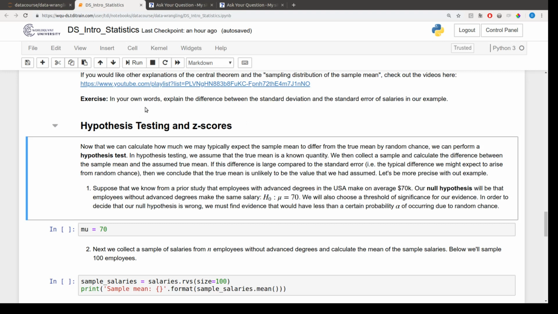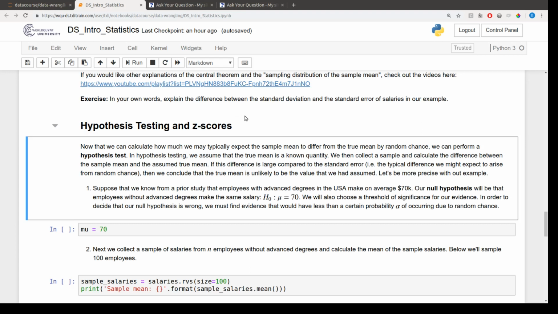So now we've established how much we might expect our sample mean to deviate from the true mean. That's the standard error of the mean, which we discussed in the last video. That's our expected, kind of the typical size of the difference between our sample mean and the true mean.